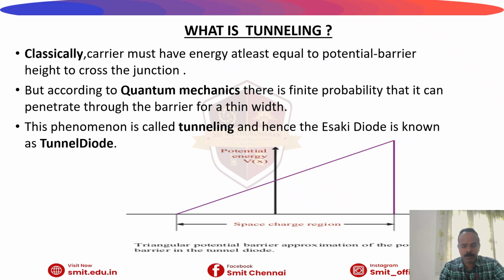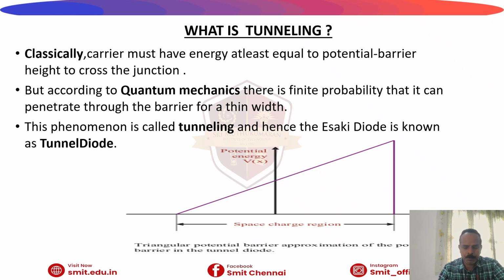What is tunneling? Why is it needed? In classical physics, a charge carrier such as an electron must have an energy equal to or greater than the potential barrier height to cross the p-n junction. However, according to quantum mechanics, if the barrier width is extremely thin, then there exists a finite probability that an electron can penetrate through the barrier even if its energy is less than the barrier height. This phenomenon is called quantum mechanical tunneling.